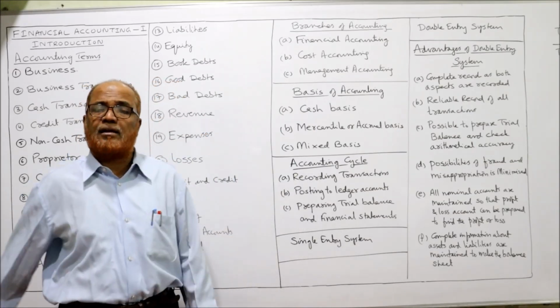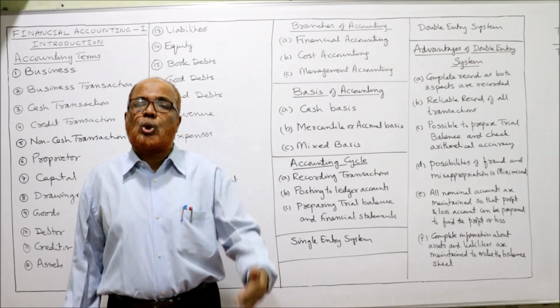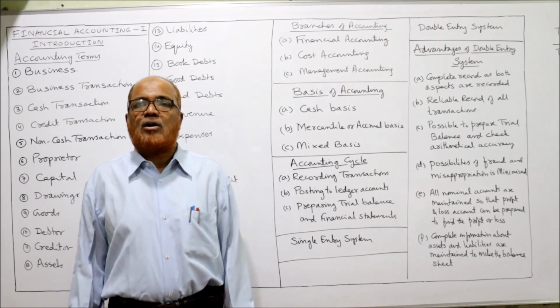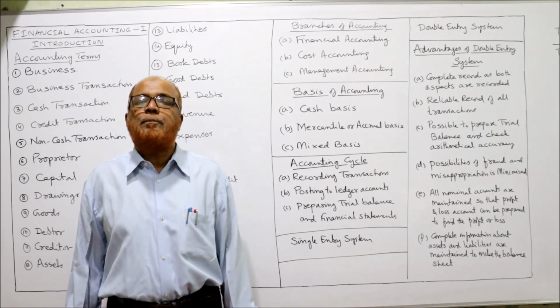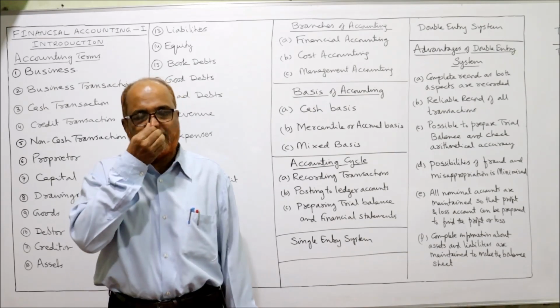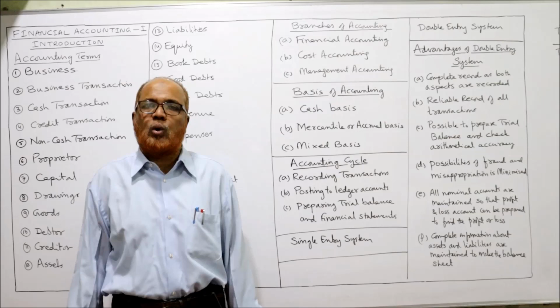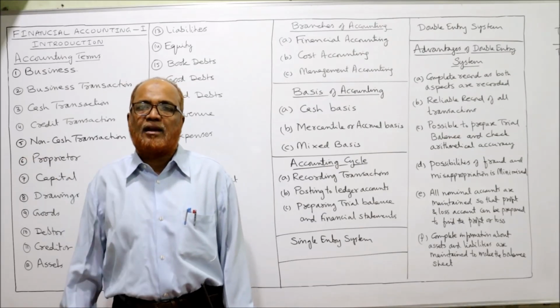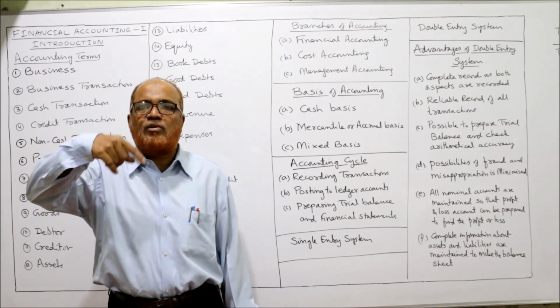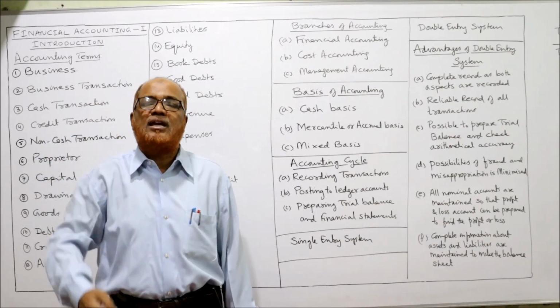Next comes accounting cycle. Accounting cycle shows the sequence or steps required in performing the accounting function. In accounting function, what are the sequence of steps followed? That is called accounting cycle. And this sequence or steps will be repeated every year.